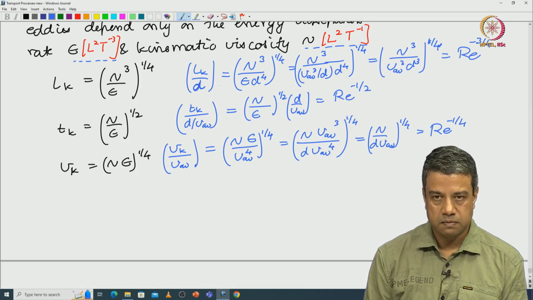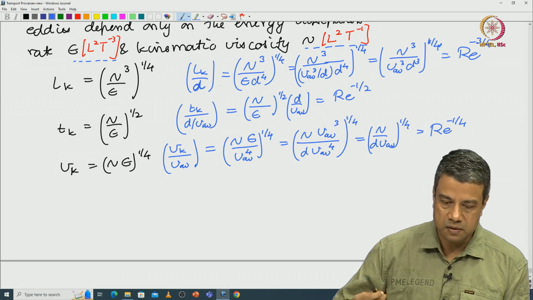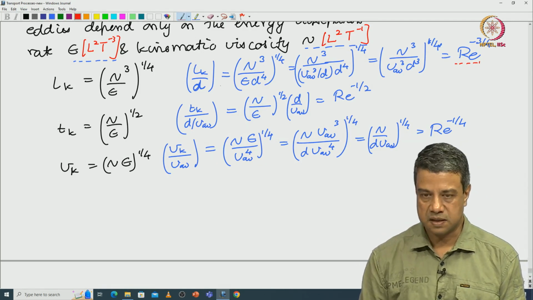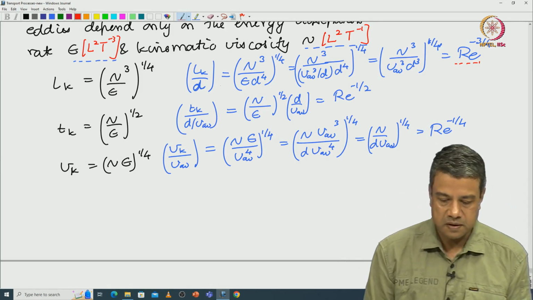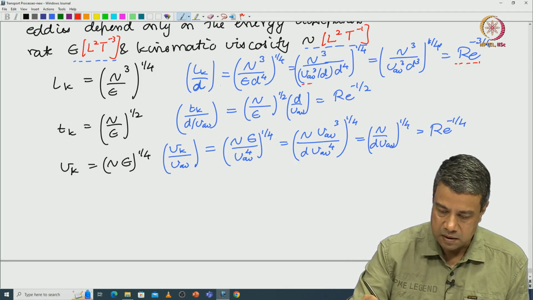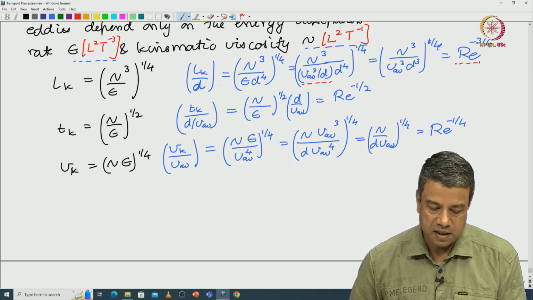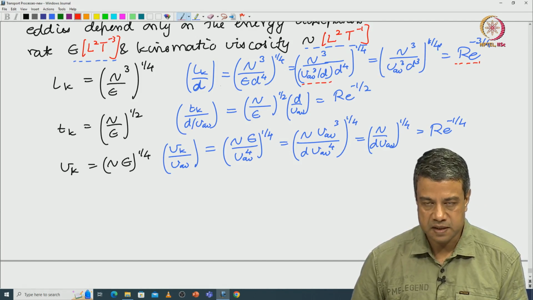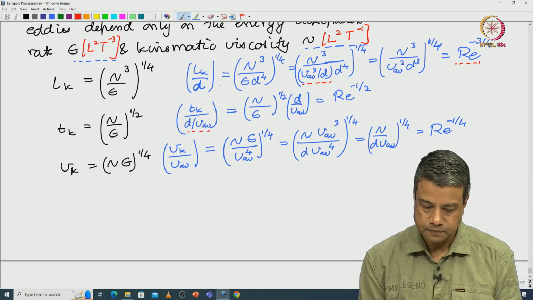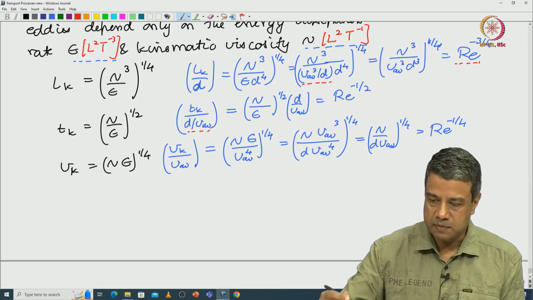The ratio of the smallest scale eddies' length divided by the pipe diameter is proportional to Re power minus 1/4. Okay. We had done that calculation in the last lecture. Just substitute for epsilon, nu cubed by epsilon, you substitute V average cubed by d. This goes as Re power minus 3/4. The time scale divided by the time of the smallest eddies goes as Re power minus half. And the Kolmogorov velocity divided by the average velocity goes as Re power minus 1/4.